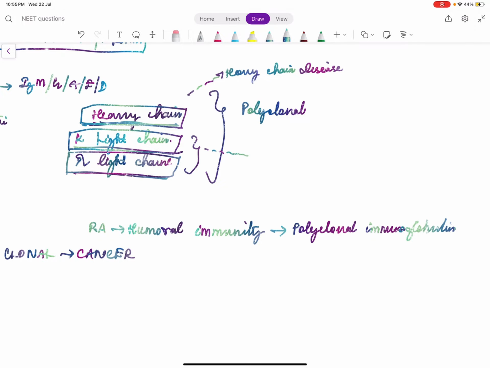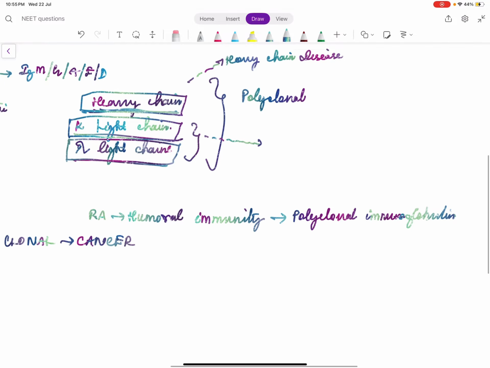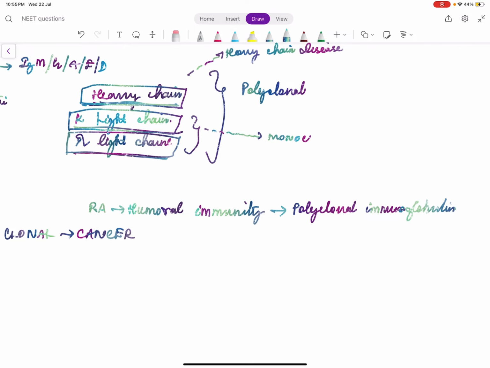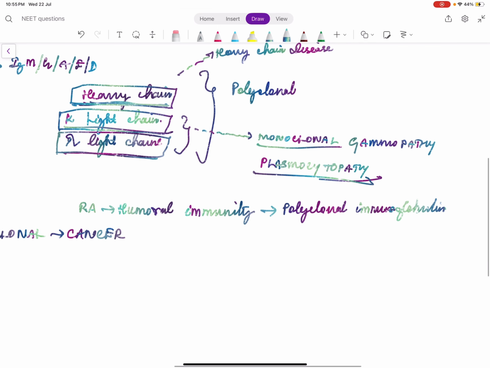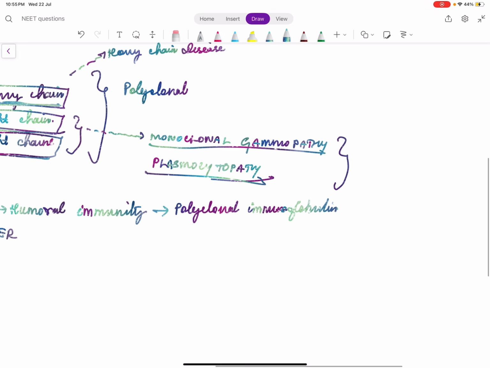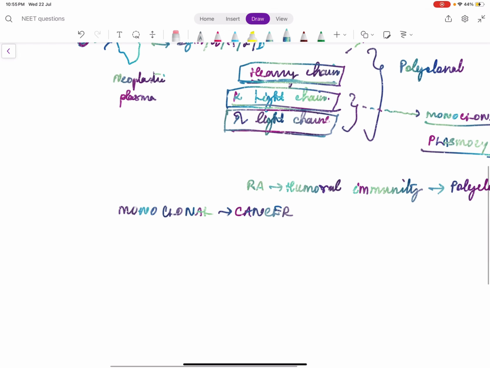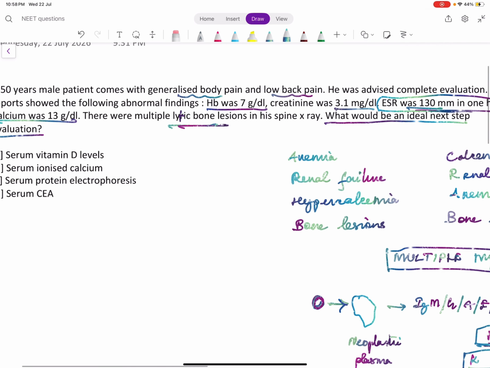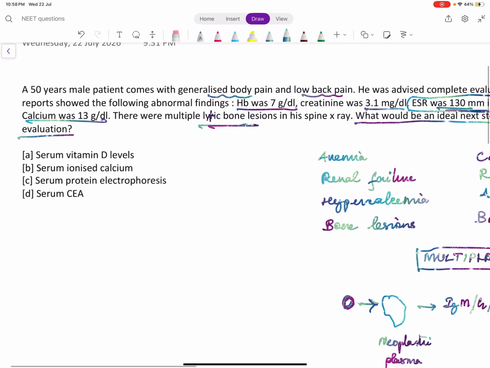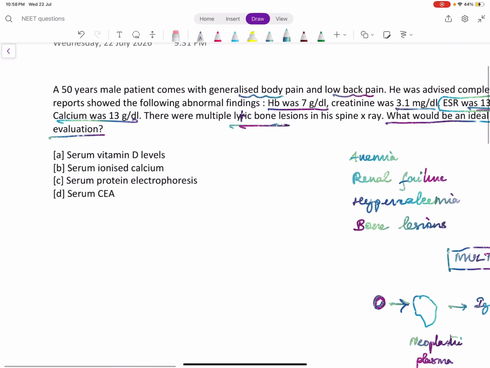When either kappa chain or lambda chain is produced more, that is named monoclonal gammopathy. This can also be given the term plasmacytopathy because the plasma cell is becoming abnormal. So whenever the term plasmacytopathy or monoclonal gammopathy comes, it always means a disease related to multiple myeloma. So now this monoclonal, so we'll discuss this. So clearly it's a case of multiple myeloma. What is the ideal next step in evaluation?